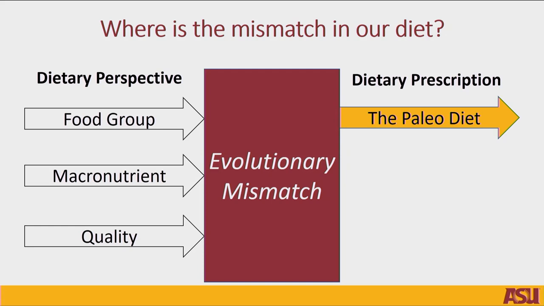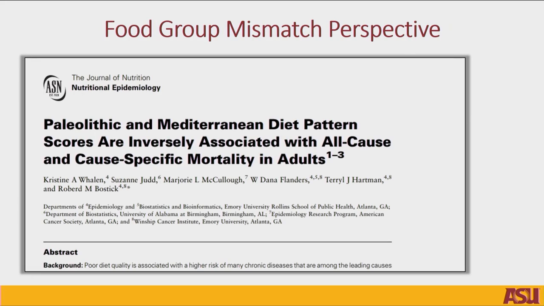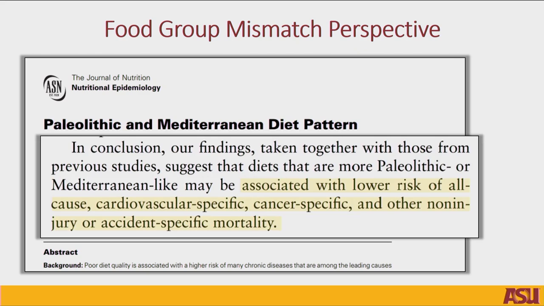So let's take a look at the clinical evidence. This is a large cohort study, with about 20,000 people in it, and it scored them on their diet and looked at how paleo-like or how Mediterranean-like the diet is. The paleo diet is a diet made up only of ancestral food groups, and the Mediterranean diet includes both non-ancestral and ancestral food groups. It scored them on their diets and looked at mortality. The conclusion of the paper is that the more Paleolithic your diet is and the more Mediterranean-like your diet is, they're both equally associated with lower risk for various types of mortality.